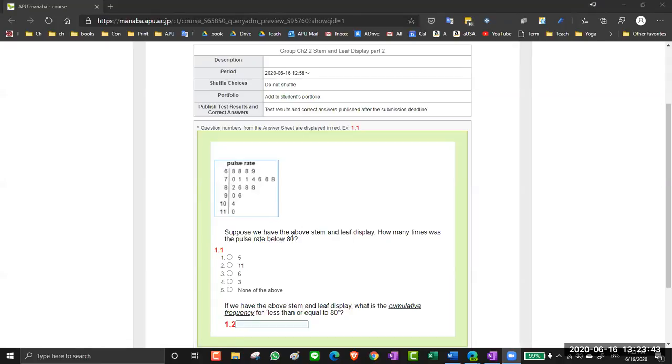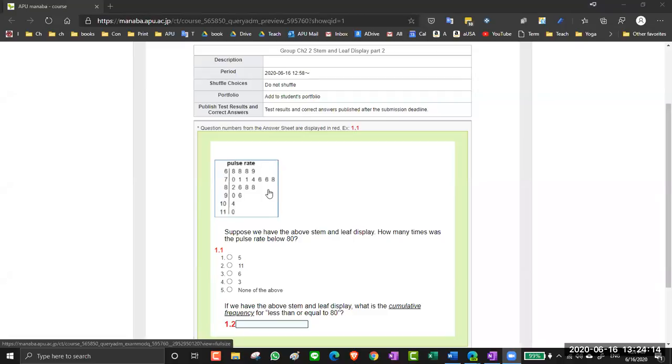Okay, so next, in the question they say, suppose we have the above stem and leaf display. How many times was the pulse rate below 80? So how do you figure that out? You just count the number of elements in the 6 and the 7 categories, right? So that's 4 and I think we said 7. 4 and 7, so the answer is 11. Okay? Everyone understand that?